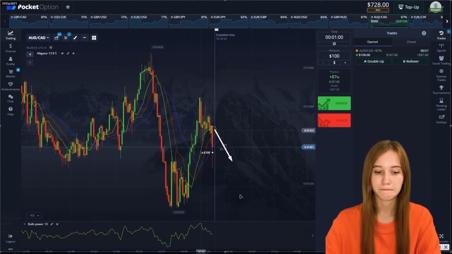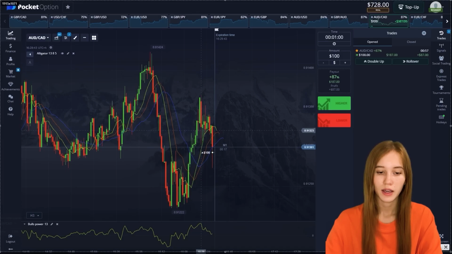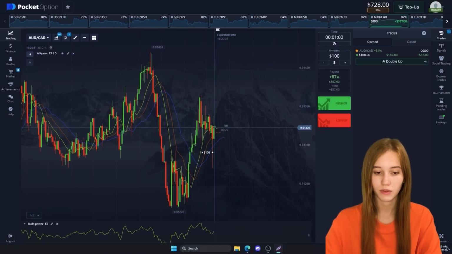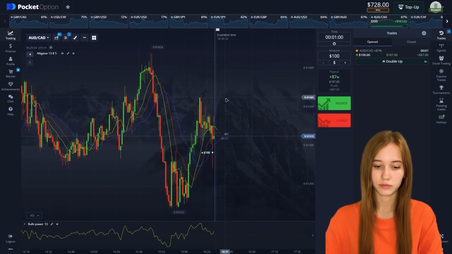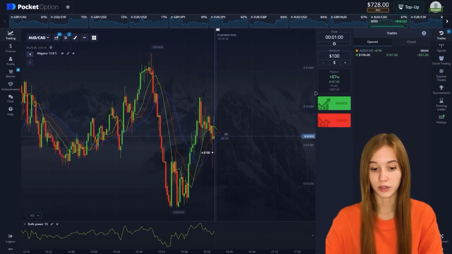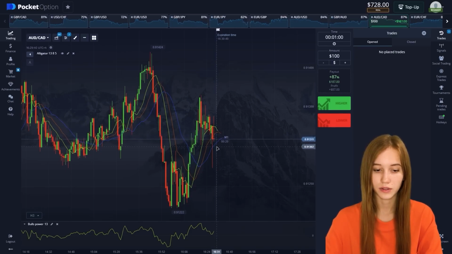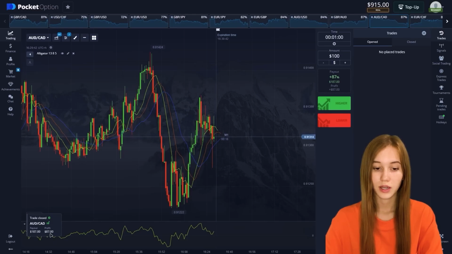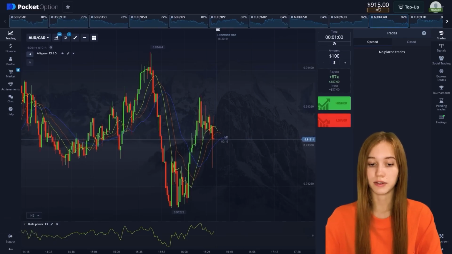But I think this is a fake fall. Now there will be a slight pullback in the opposite direction. Although the indicator shows that, I think this is fake. Plus deal, profit $87.